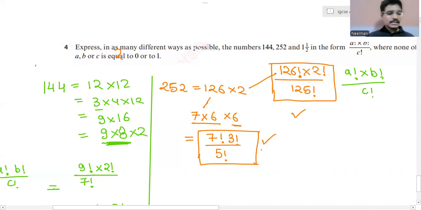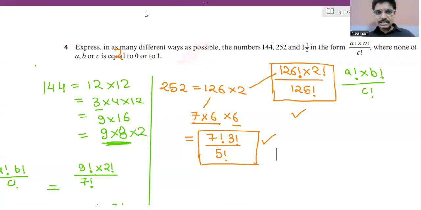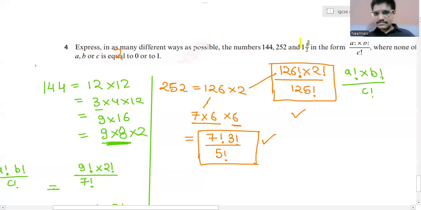Yes, in this case. Now comes the interesting part of 1.5, right? Now this is a mixed fraction. If you just see this thing, this is a mixed fraction here.